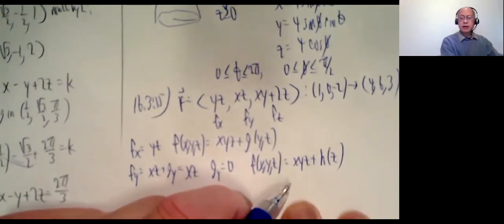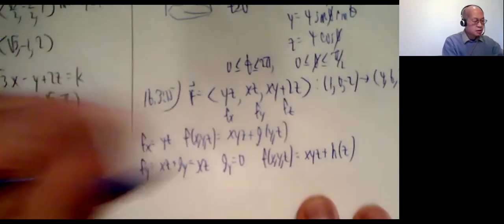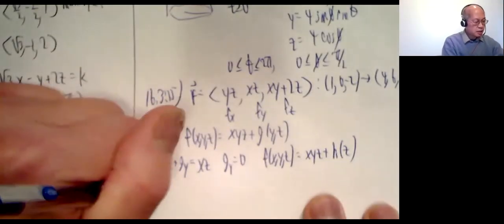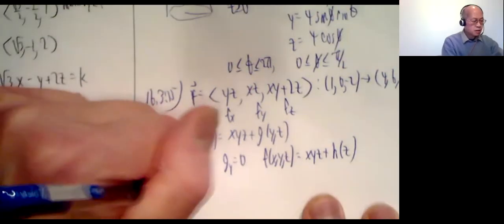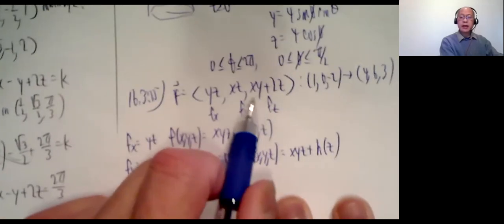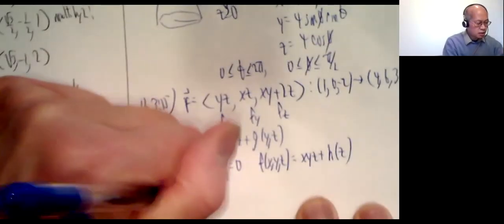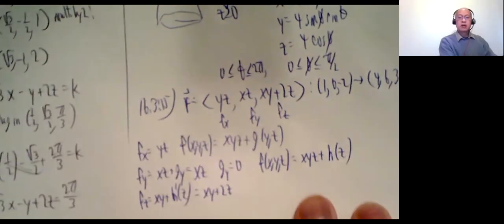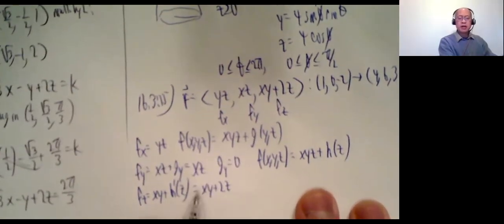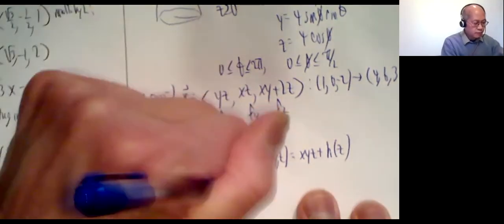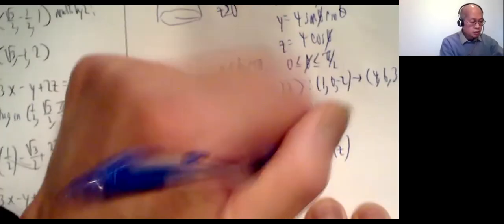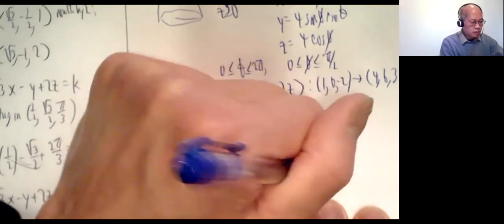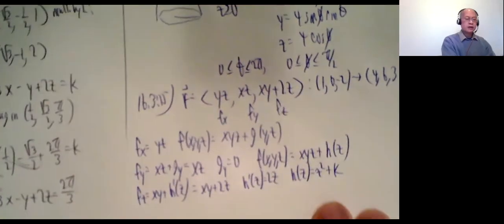And differentiate with respect to z. Fz is xy plus h prime of z. And then I compare that with this, xy plus 2z. So xy plus h prime of z equals xy plus 2z. That means h prime of z has to be 2z. So integrate. So h of z equals z squared plus k.